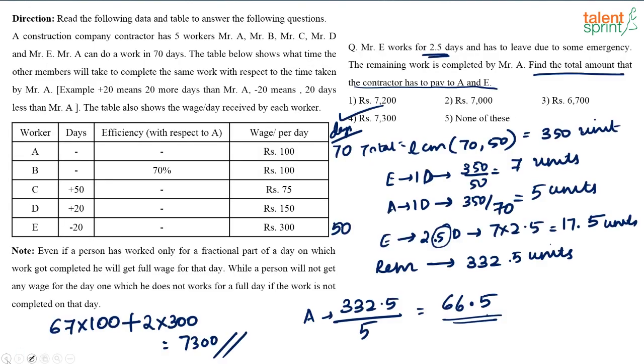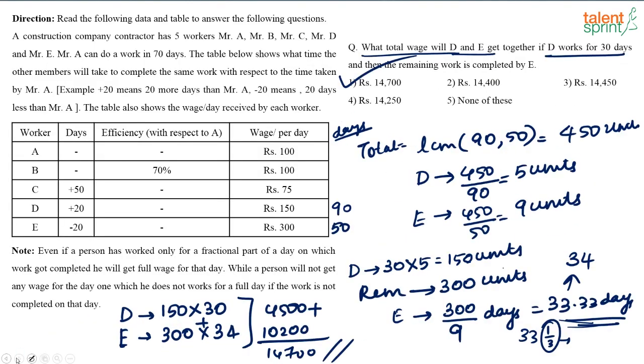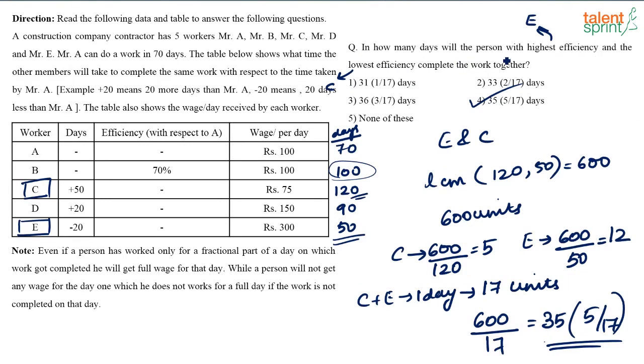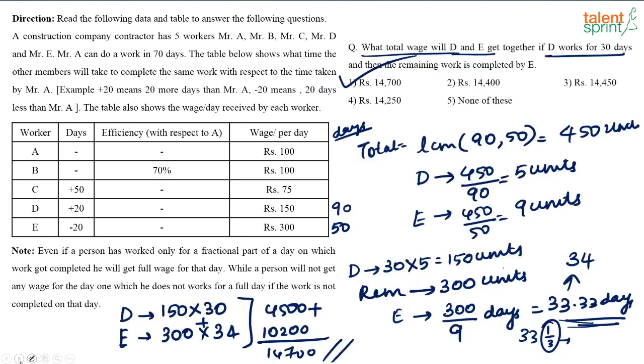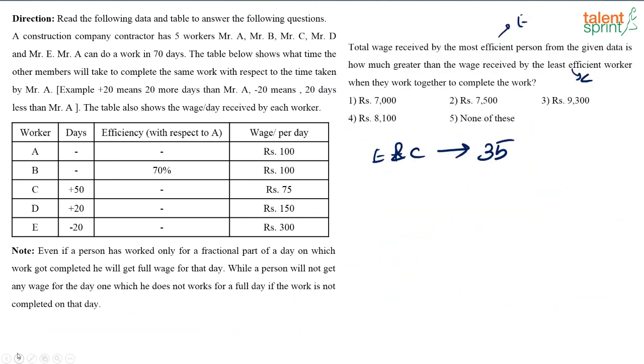35. Let me just go back to that question. See, we have already found out here, when E and C are working together, they will finish the work in 35 5 by 17 days. Correct, they will finish the work in 35 5 by 17 days. This is something that we have already found out. Now what is the question?